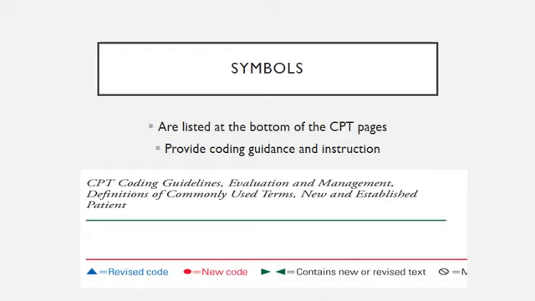And if you look at the picture, look at the screen, you have some symbols at the bottom of the page. That triangle is for your revised code, that red circle is new code, and those inverted triangles contain new or revised text. And you can't see the slash with the circle and the slash, and that's modifier 51 exempt. But nonetheless, they're located at the very bottom of your page in CPT.